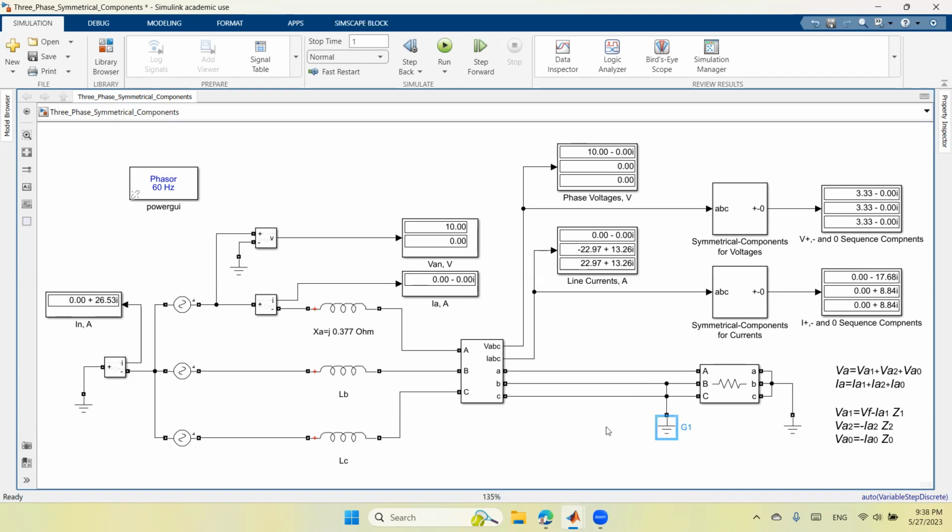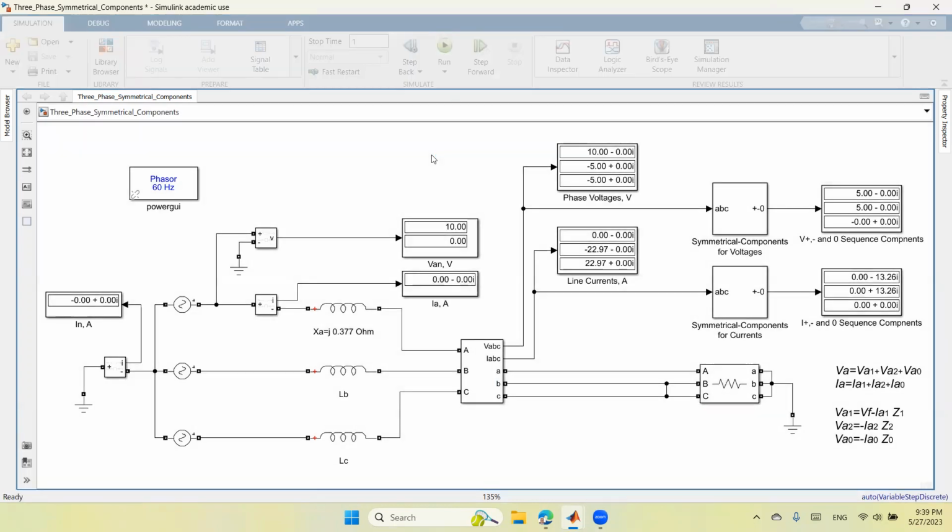And the last condition that I want to simulate here is the line to line fault. So what I'm doing now, I have a short circuit between phases B and C. A is still the healthy phase, with a large resistance, so it will be open circuit for phase A. But phase B and phase C are short circuited. And I will run the system again.